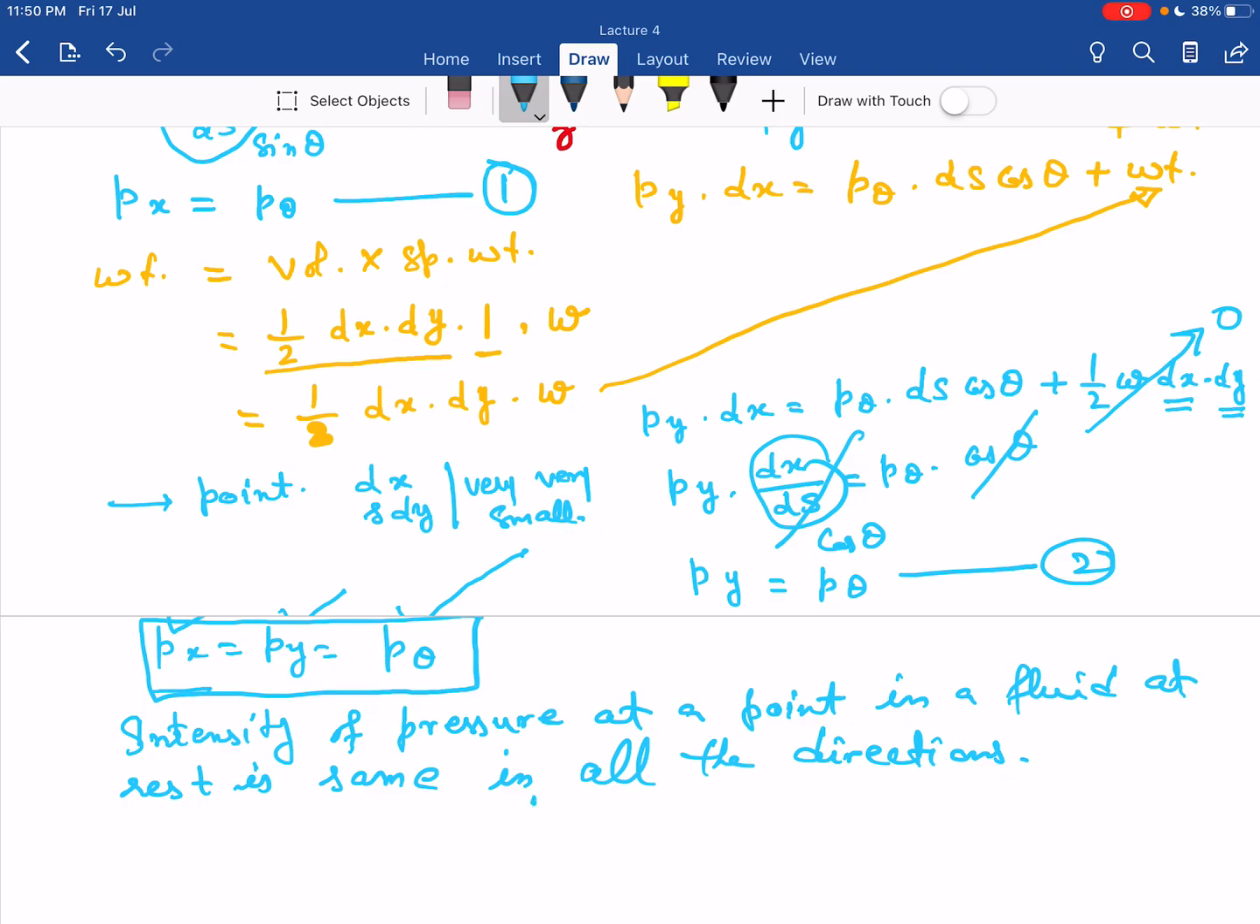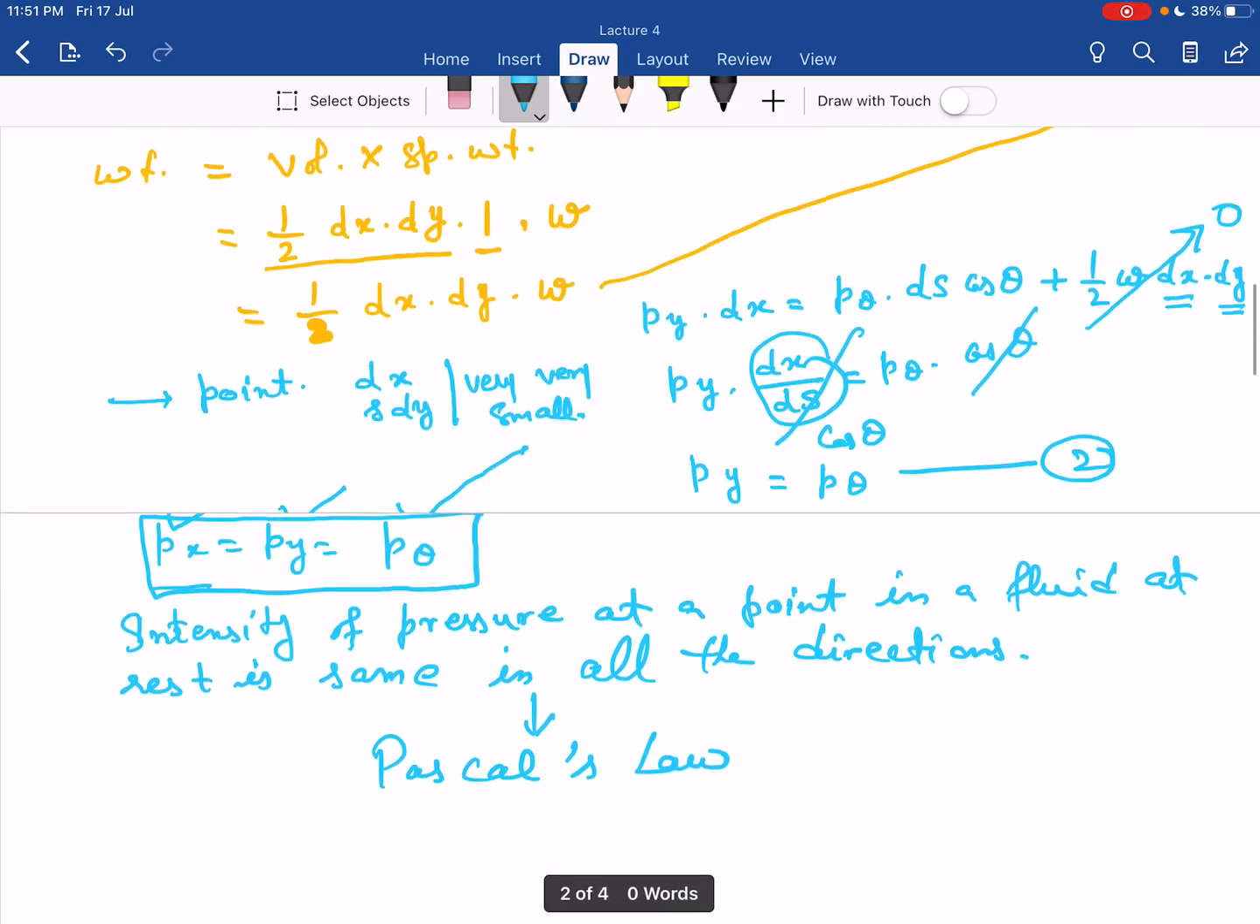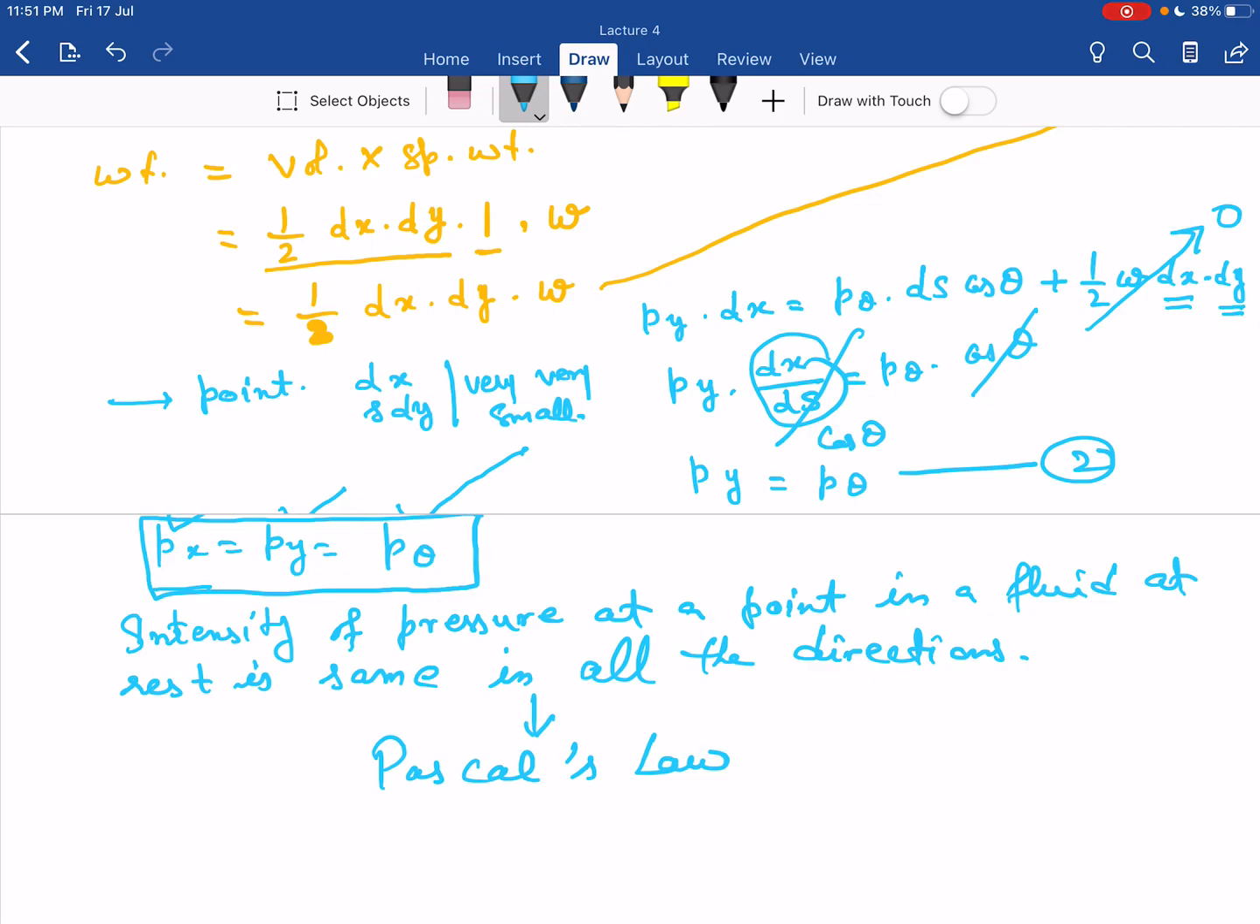So that is our Pascal's law. This is the statement of Pascal's law. Pascal's law states that Px equal to Py equal to P theta. That means the intensity of pressure at a point in a fluid at rest is the same in all the directions. So this is the first basic law of fluid mechanics, for fluid statics, so fluid at rest.